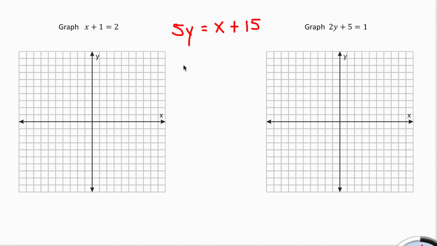Right? So you have y equals, if there's not a number written in front of my x, I know it's a 1. So 1/5 x plus 3. Y-intercept is 3. Slope is 1/5. Rise over run. Y's over x's. So up 1 and then over 1, 2, 3, 4, 5. Draw a line between your 2 points. Okay.